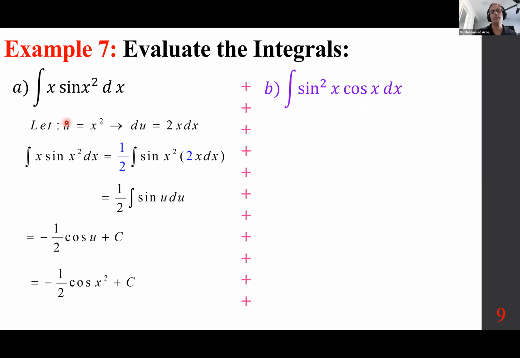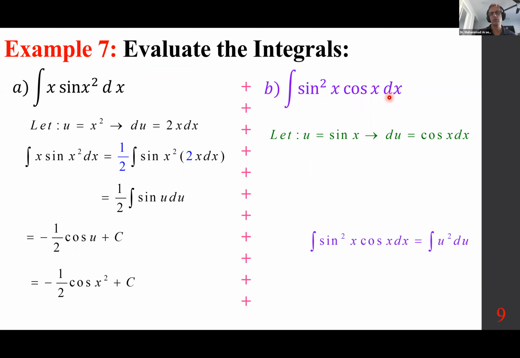In part B, it is sine that is being raised to the power. And by the way, whether it's sine or cosine, it doesn't matter because the derivative of sine is cosine and the derivative of cosine is negative sine. Pay attention to this negative and positive and you can make it work. So we let u be sine, du becomes cosine x dx.